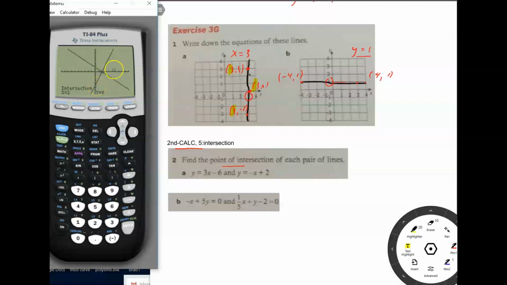The calculator can easily figure out which functions we want because there's only 2 functions in the calculator. So make sure that you just keep 2 functions in the calculator. When you do this, it makes the procedure much simpler. So the intersection is 2, 0.